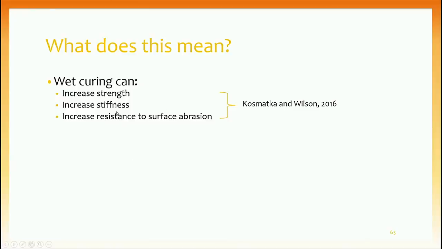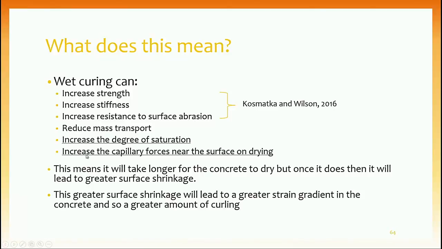As we all know, wet curing can increase the strength, stiffness, and resistance to surface abrasion, and we showed here that it also reduces the mass transport, increases the degree of saturation, and increases the capillary forces near the surface on drying. Because of these, it takes longer for the concrete to dry, and once it dries, we will have a greater surface shrinkage. And because of the greater surface shrinkage, we can expect a higher gradient over the depth, which can cause larger curling.